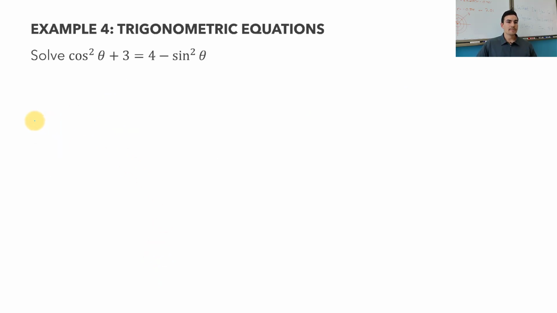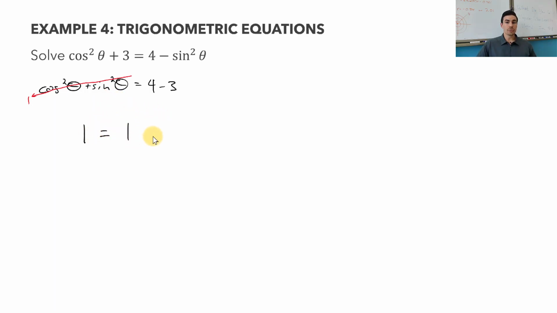All right, fourth example here. We're going to solve cosine squared theta plus 3 is equal to 4 minus sine squared theta. So I'm going to get, again, everything with my theta on one side. I'm going to add sine squared theta to both sides, and then I'm going to subtract 3. I'm going to get everything that doesn't have a theta in it onto the other side. So when I do that, I get cosine squared theta plus sine squared theta. Well, I know that that equals 1, right? That's my Pythagorean identity. So I get a statement that says 1 equals 1.